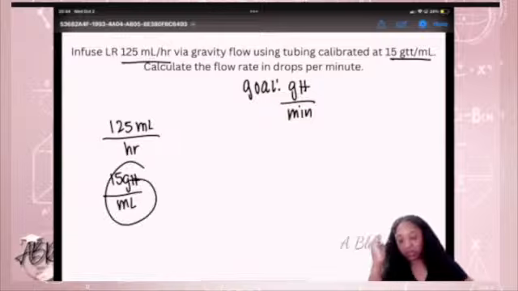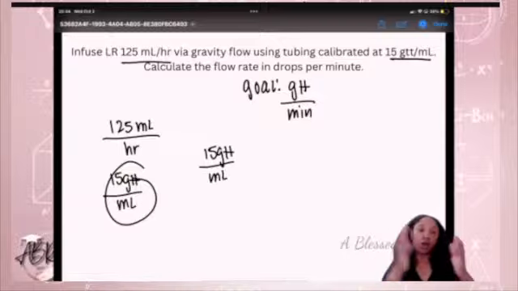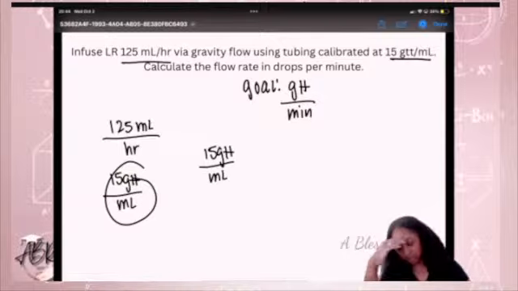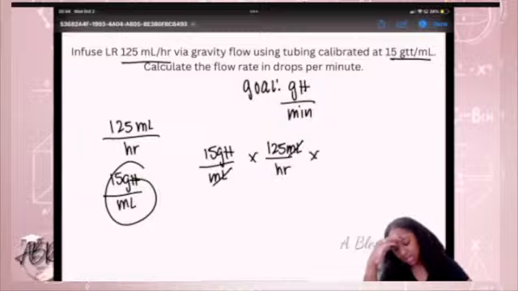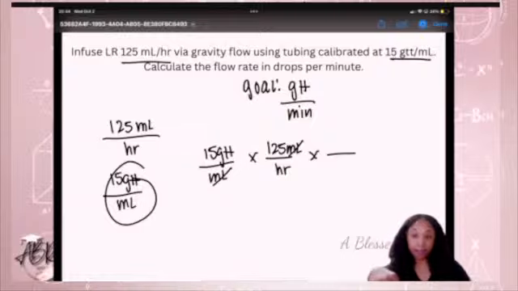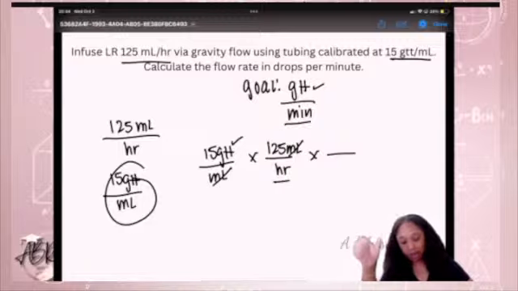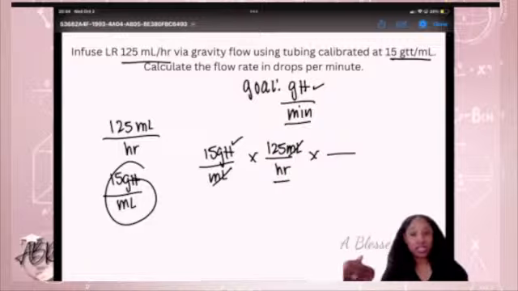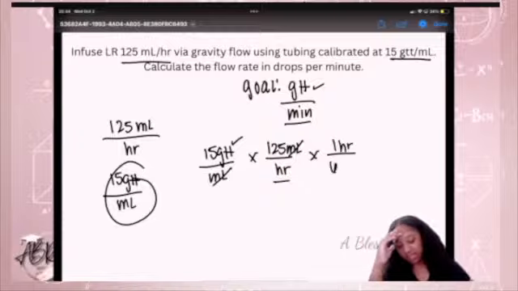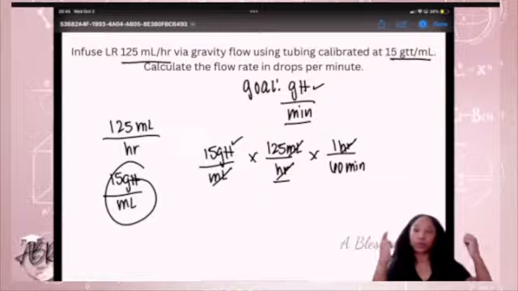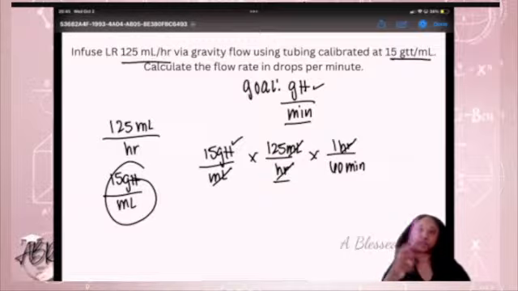So I have this puzzle piece right here with drops in it. So I'll put my drops on the top. I've got milliliters on the bottom. What goes together stays together, okay? So then we've got milliliter on the bottom. So I'll do 125 mL over 1 hour. Milliliters crosses out. And now I've got hour at the bottom. So we got the drops on the top, but we need minutes on the bottom. We have hours. So the last thing that I'm going to do is put my 1 hour on the top and 60 minutes on the bottom. And now you see everything crosses out except for drops on the top and minutes on the bottom.